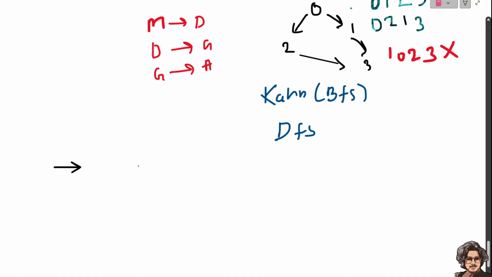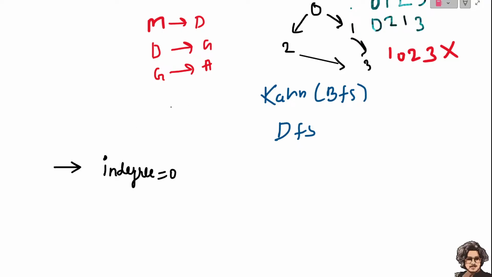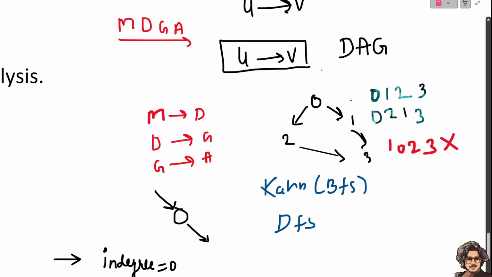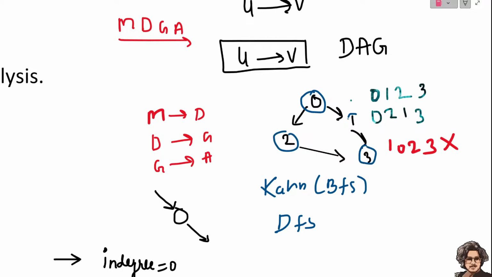In this case, find a node with in-degree zero. In Kahn's algorithm, we talk about in-degree and out-degree. In-degree is for edges coming into a node, and out-degree is for edges going out. First of all, we have to calculate the in-degrees of all these nodes. So if we circle this one, this is a node, this is a node, and this is a node.